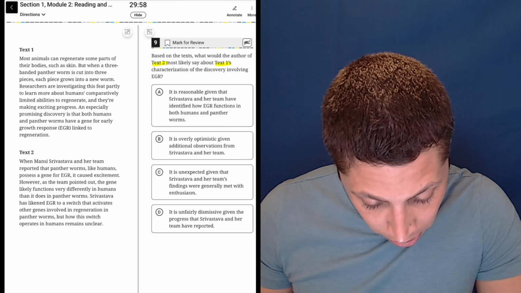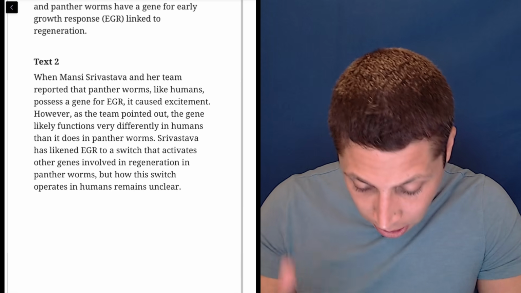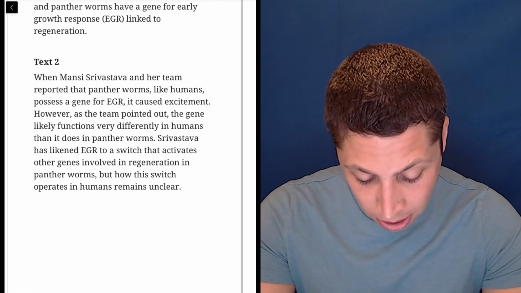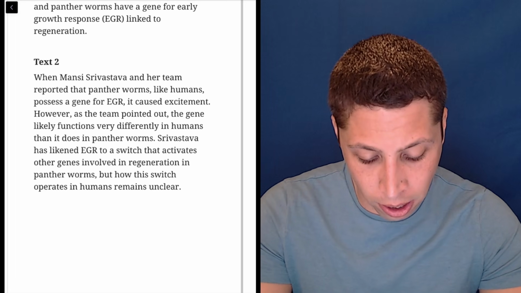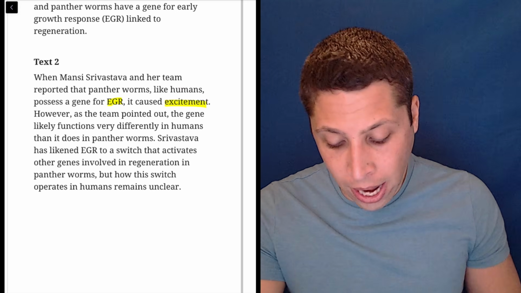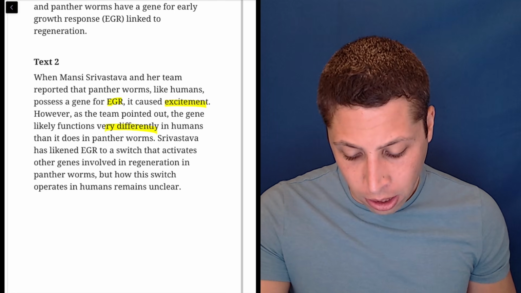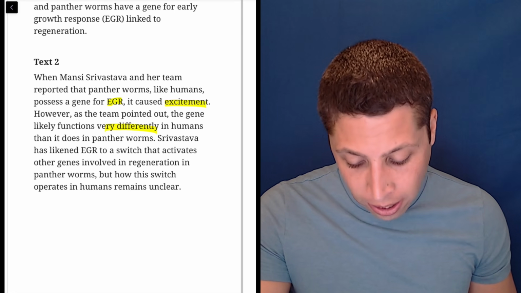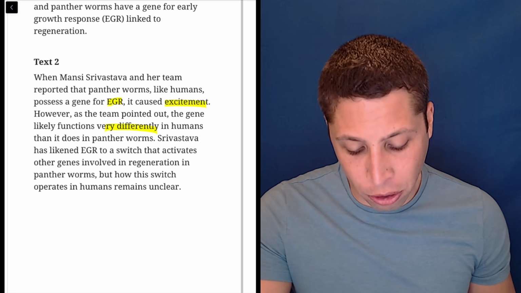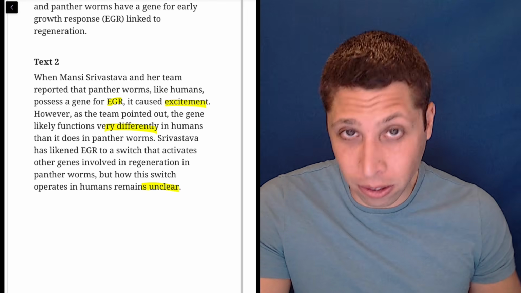So text 2 about the discovery involving EGR. Okay, so what does text 2 think? When Mansi Srivastava and her team reported that panther worms, like humans, possess a gene for EGR, it caused excitement. So the EGR caused excitement. However, as the team pointed out, the gene likely functions very differently in humans than it does in panther worms. She has likened EGR to a switch that activates other genes involved in regeneration in panther worms, but how this switch operates in humans remains unclear. Okay, so they're excited and then they're skeptical, I guess.